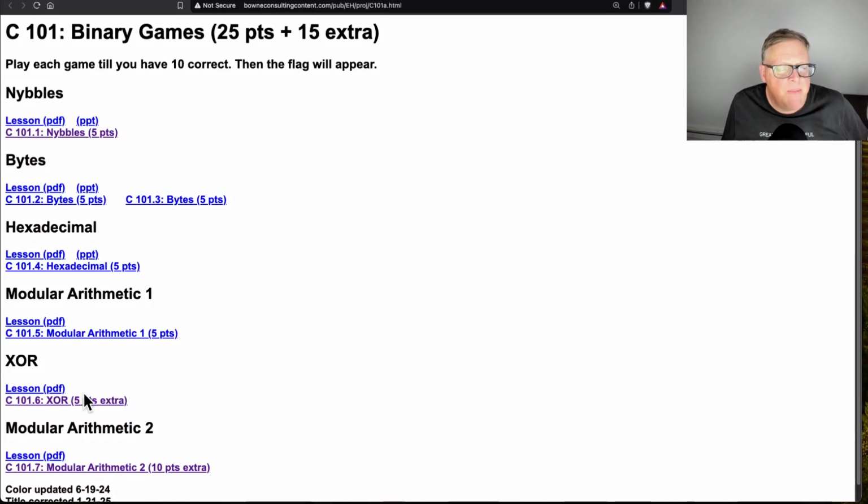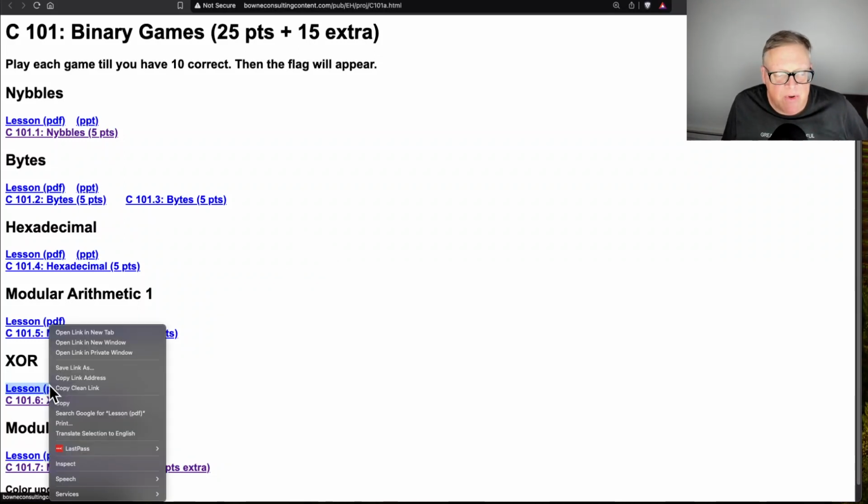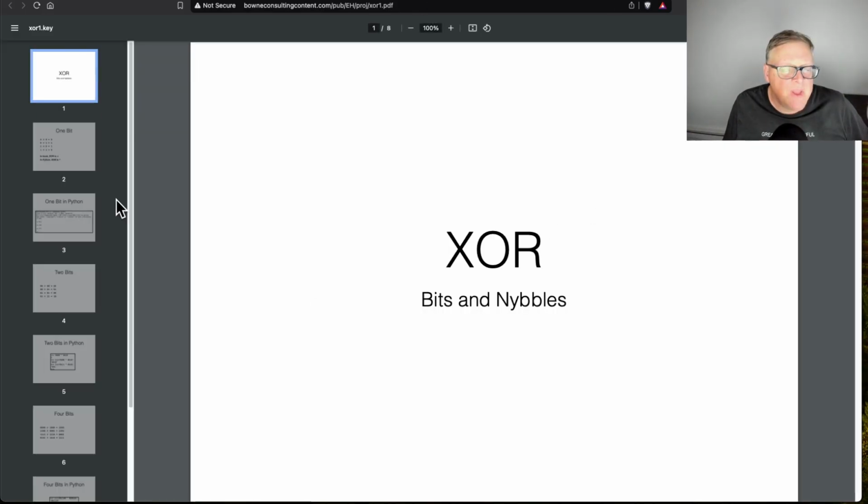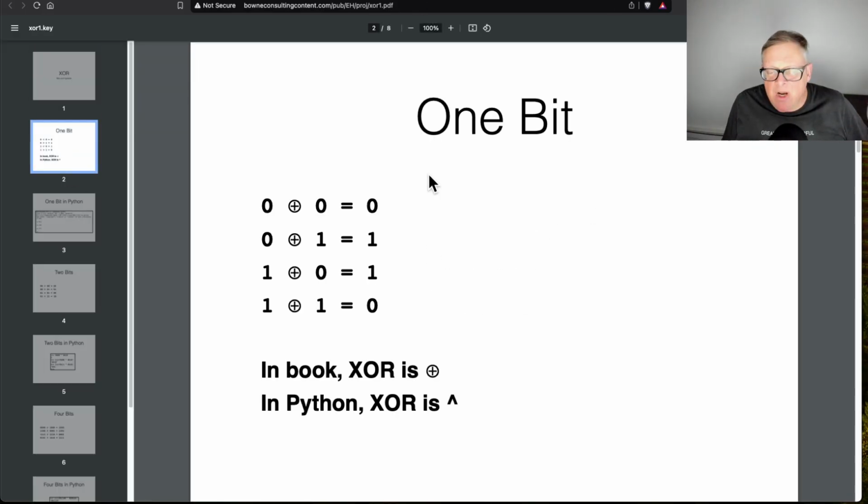All right, so let's talk about XOR, for example. That's just what was part of today's lecture. There's a binary game where you practice doing XOR. It's one bit, and exclusive OR means one half of them has to be 1 and the other has to be 0 in order to get a result of 1. If they're both the same, 0, 0 or 1, 1, the answer is 0.